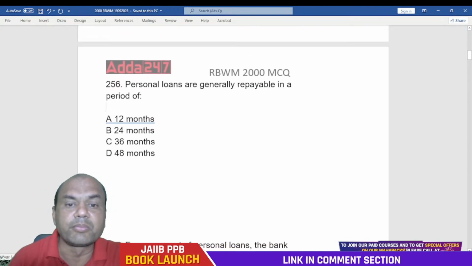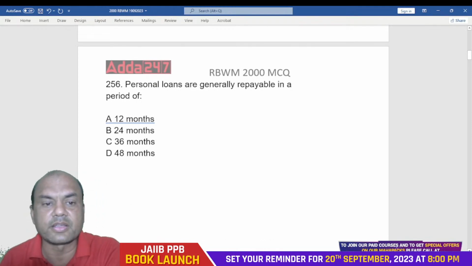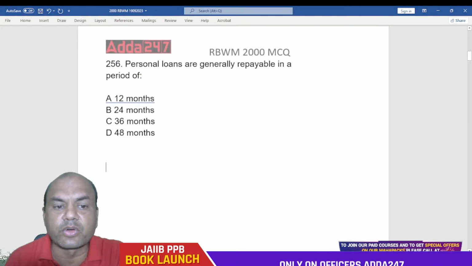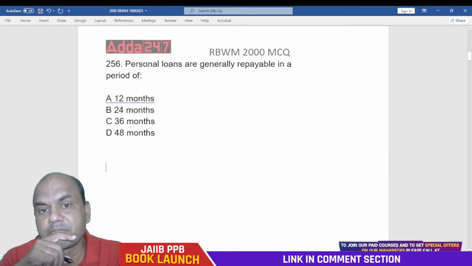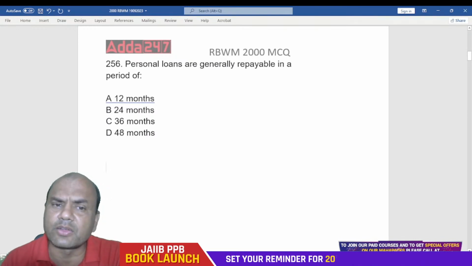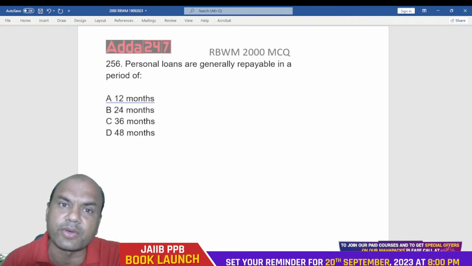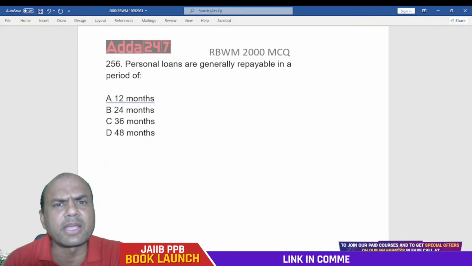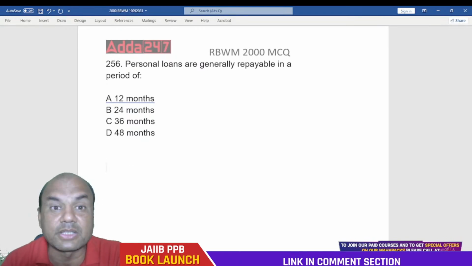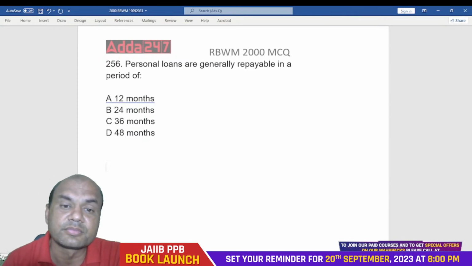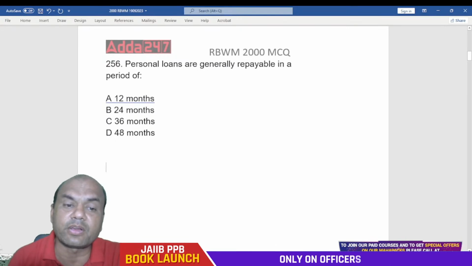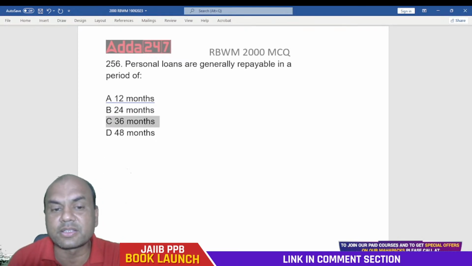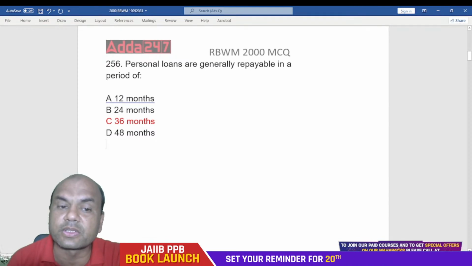Next one. Personal loans are repayable in the period of what? What do you say, guys? 12 months, 24 months, 36 months, 48 months. Generally, I'm talking of generally. Any bank can give personal loans for 5 years also. Maximum loans allowed for the banks are 10 years, right? So some bank can say, okay, I'll give it for 10 years. That's not an issue. But generally, 90% banks, how long do they give these PLs? 36 months. Okay, 36 months. Always remember, PLs are always given generally for 3 years.